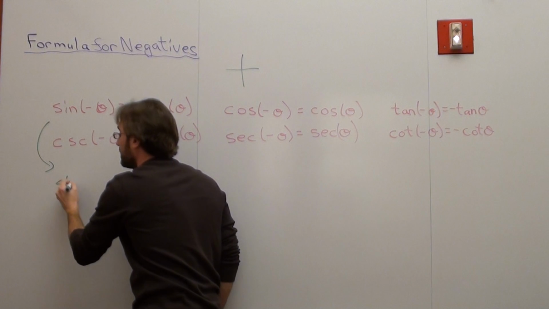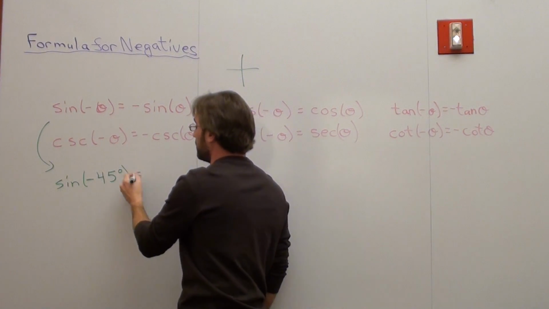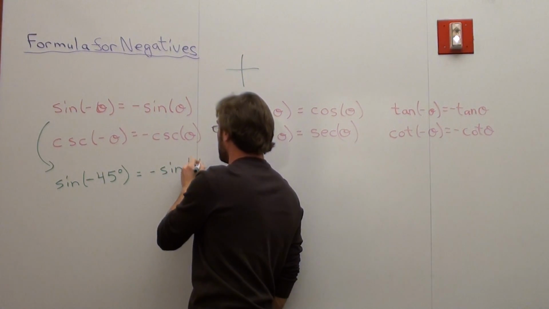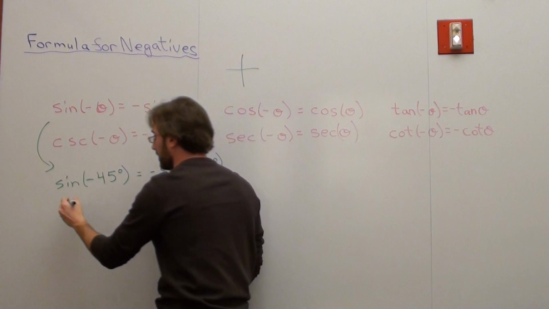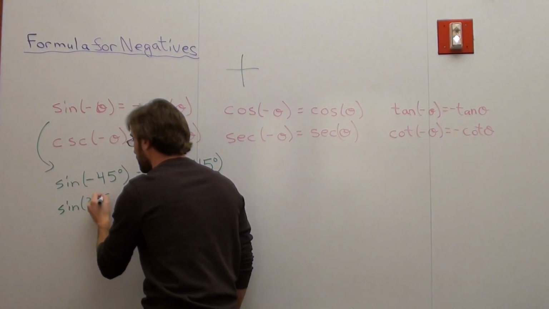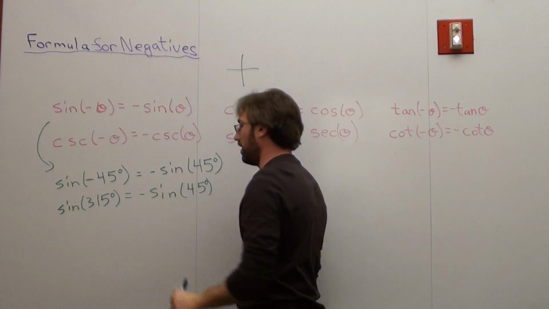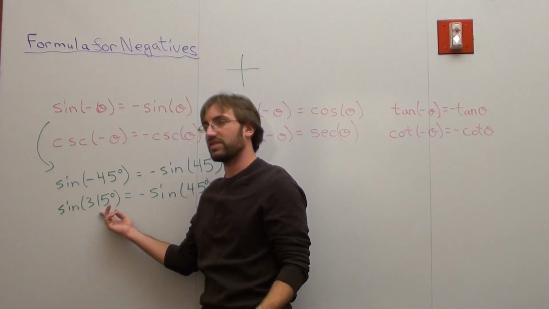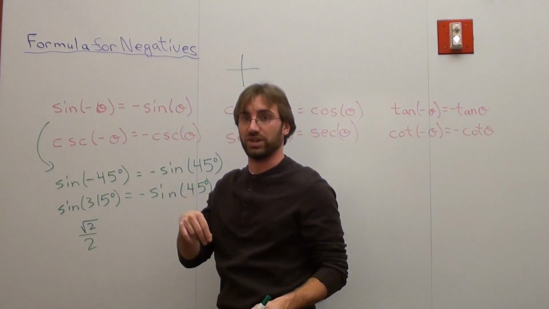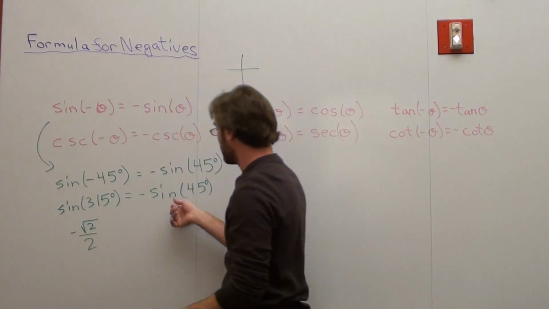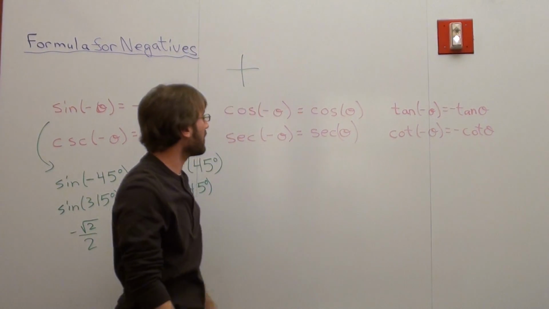So I've got the sine of, let's say, negative 45 degrees. What it's saying is it's equal to negative sine of 45 degrees. Now the sine of negative 45 degrees is actually the sine of 315 degrees. No, that can't be right. No, it is. Sine of 315 is root 2 over 2. And since it's in the fourth quadrant, only the cosine is positive there, so it's negative. Sine of 45 degrees is root 2 over 2. There's a negative out in front. Bam!